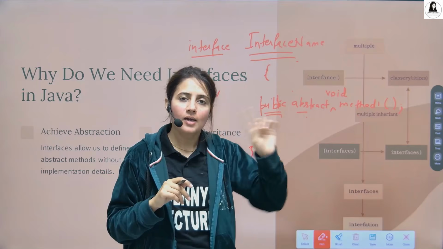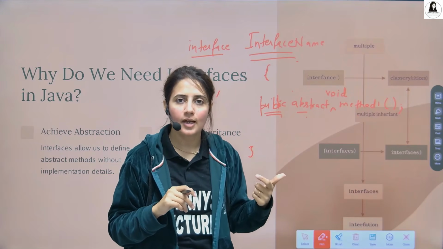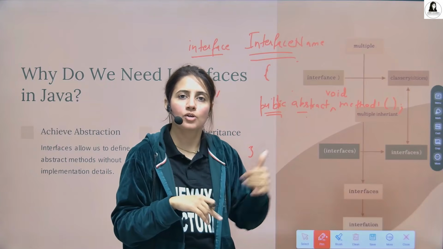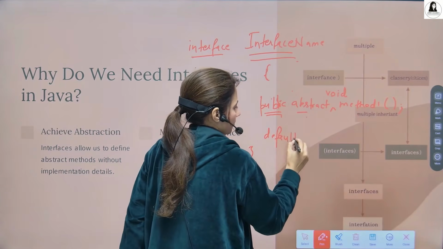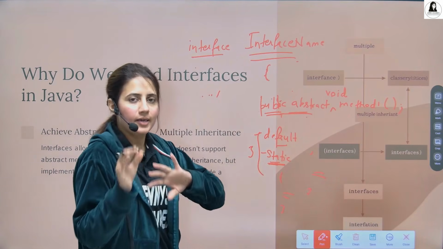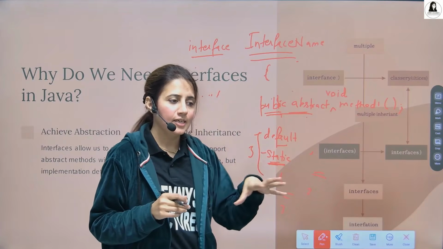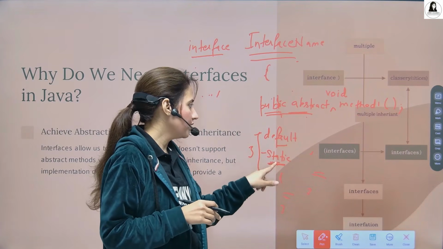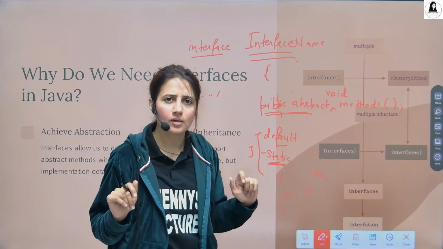In Java 8, they have added this thing that default as well as static methods are also allowed. So in Java 8 and the later versions, in interfaces you can have default as well as static methods and abstract methods as well.